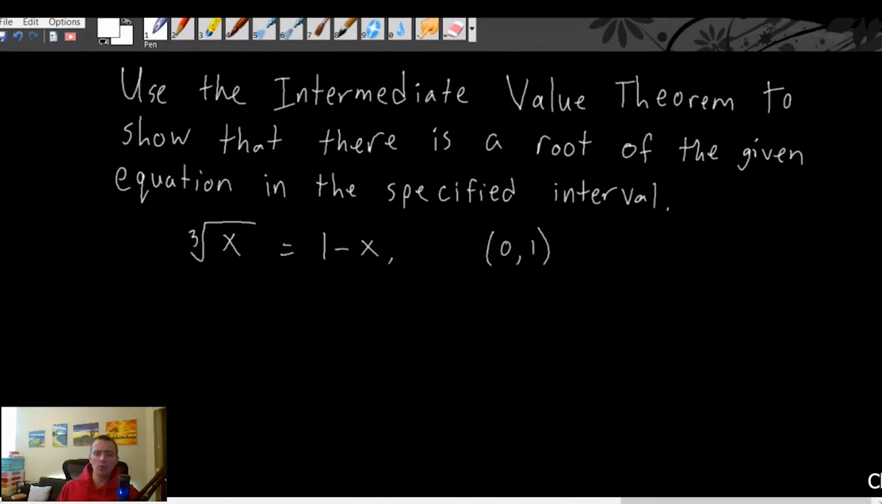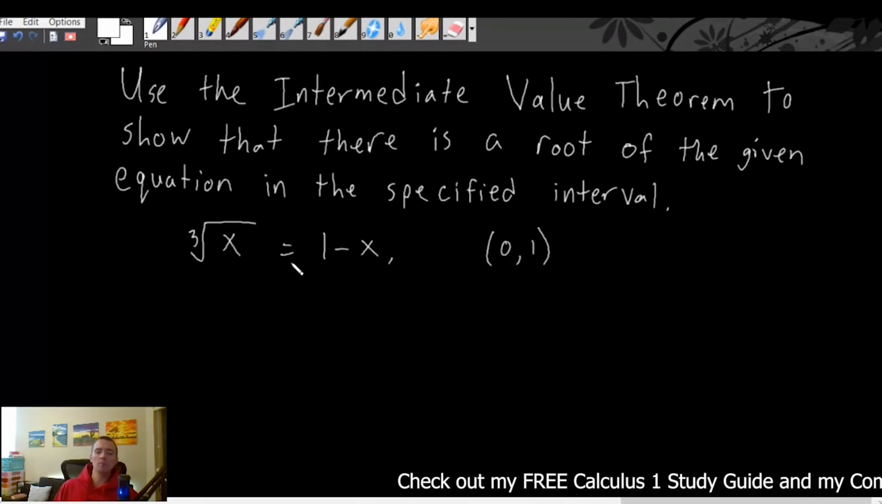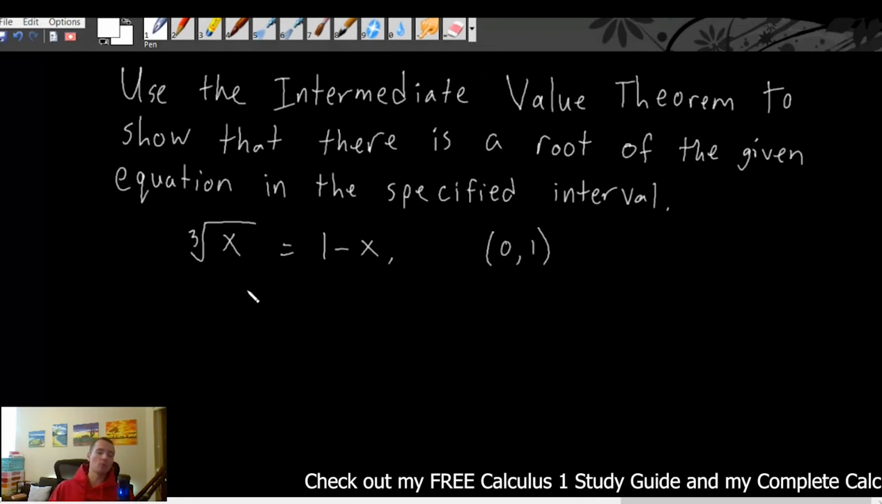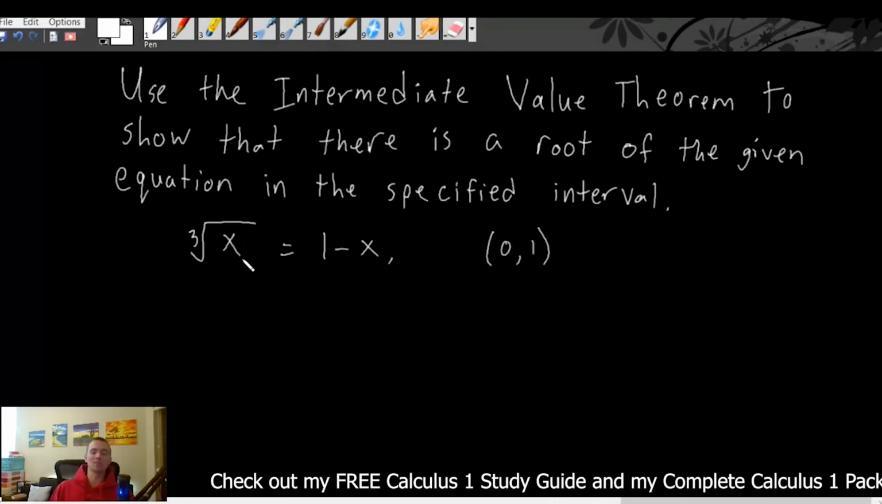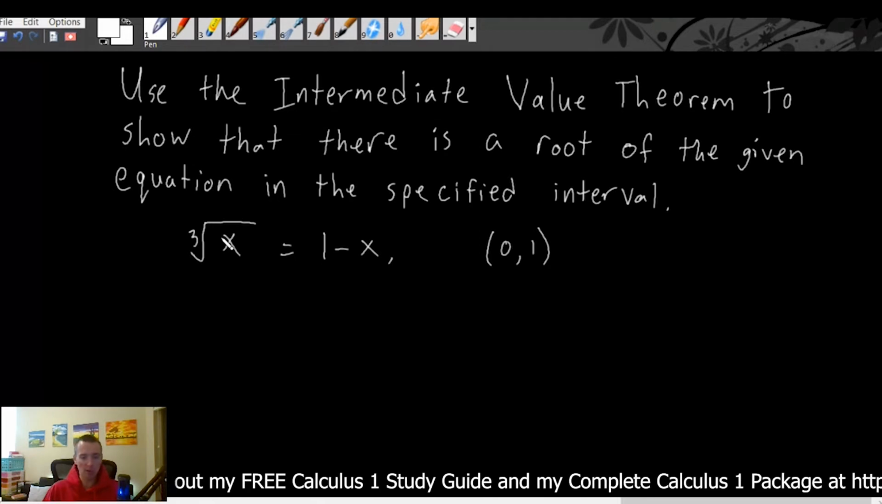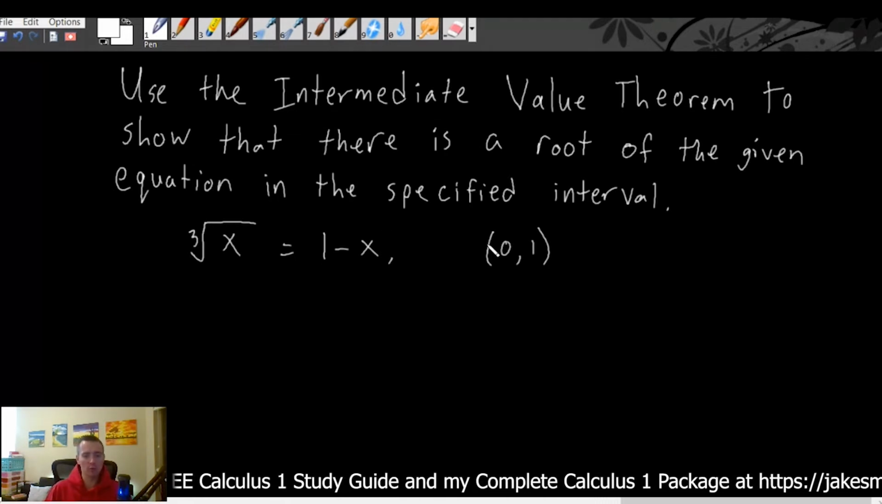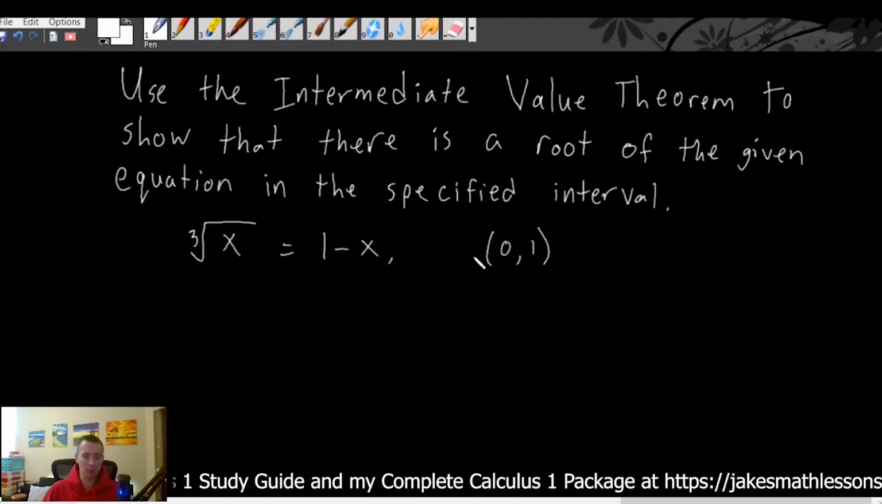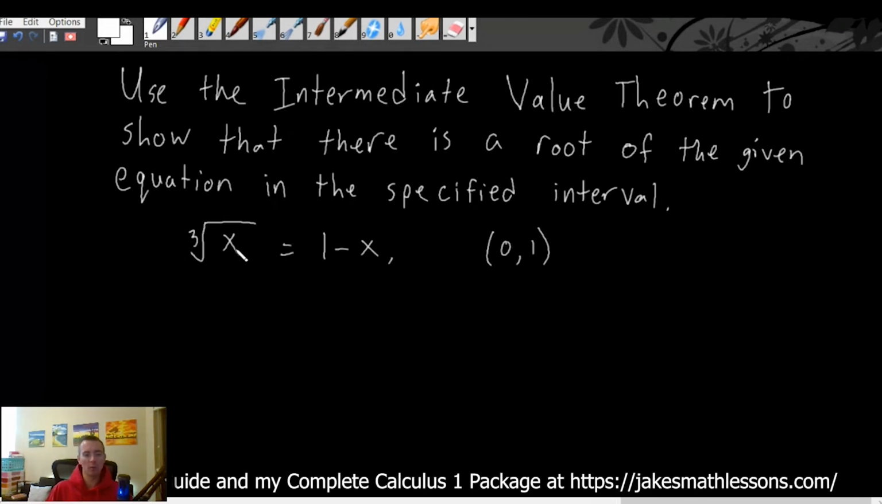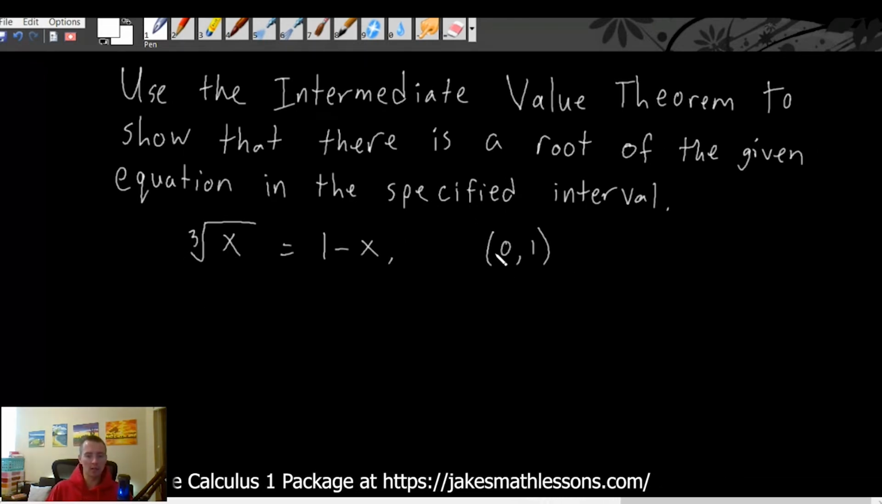Let's say we have this example here. We need to use the intermediate value theorem to show that there is a root of the given equation in the specified interval. So basically we have this equation here, and we need to show that there's a root, or in other words, there's a solution to this equation. There is a point between this interval here, x between 0 and 1. There must be a point where the cube root of x equals 1 minus x.